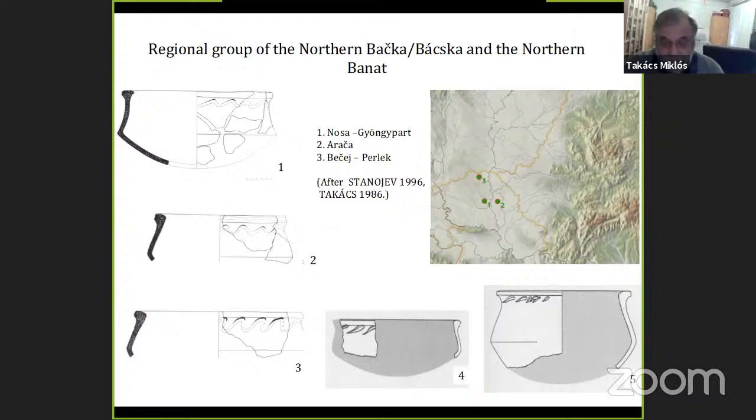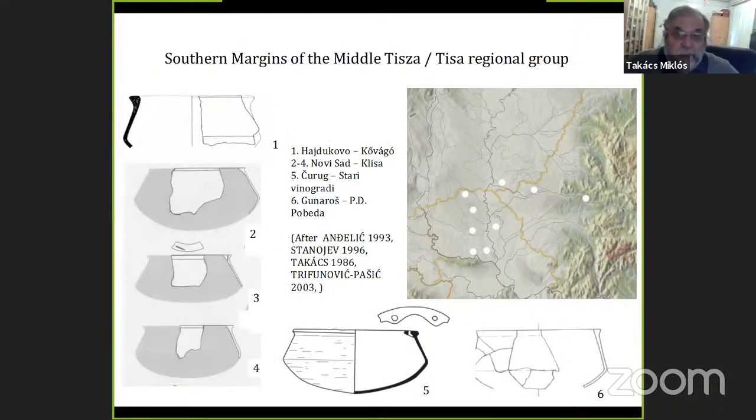Now let us move to the fourth regional group, the group of the Middle Tisza region, which we already saw in the first slides. It turned out that this Middle Tisza region has its spread also in Vojvodina, in southern Bačka. It is spread till Novi Sad. Novi Sad Klisa has vessels of this type, and there are newly published ones from Čurug and from Gunaraš. They form a group of vessels which were produced somewhere in this Middle Tisza region.